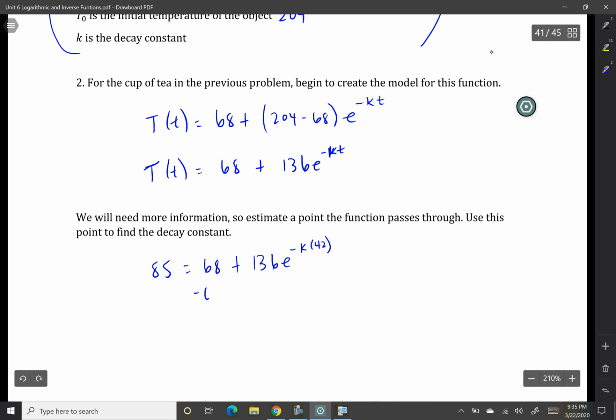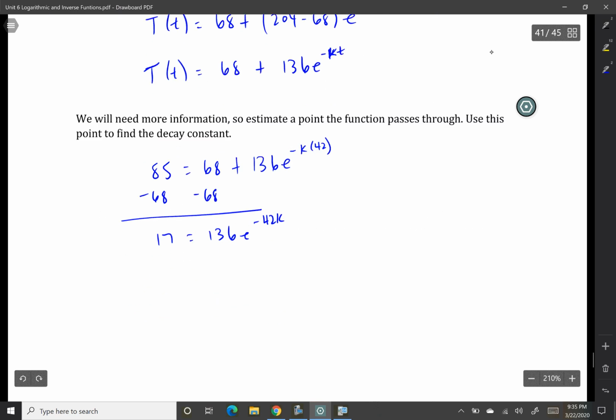So if we keep going here, we're going to subtract 68 from both sides. So I have 85 minus 68, gives me 17, equals 136 e to the negative 42k. I'm just going to put that the other way because it looks nicer. Divide by the 136. 17 divided by 136 is 0.125. That's a nice number. We'll use it.